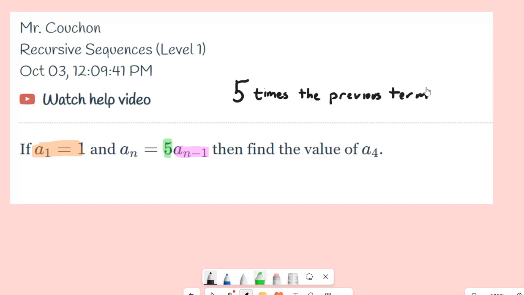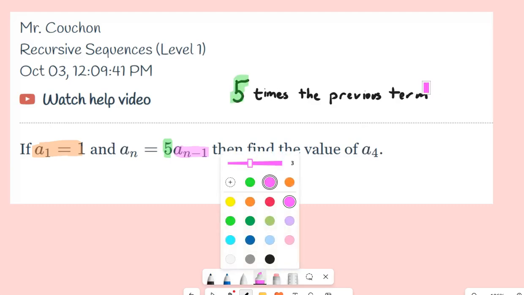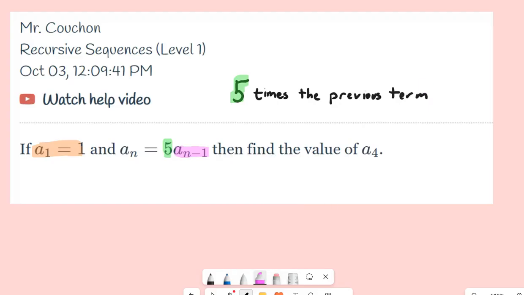So let me highlight. There's where we're getting the 5 from. And that a sub n minus 1, well, actually it's not saying times, it's saying the previous term. So that's all that's saying. If we're given the first term, then we know that we just start out with 1 times 5, and then 5 times 5, 25 times 5, and so on. So let's show how we would do this using this sequence.